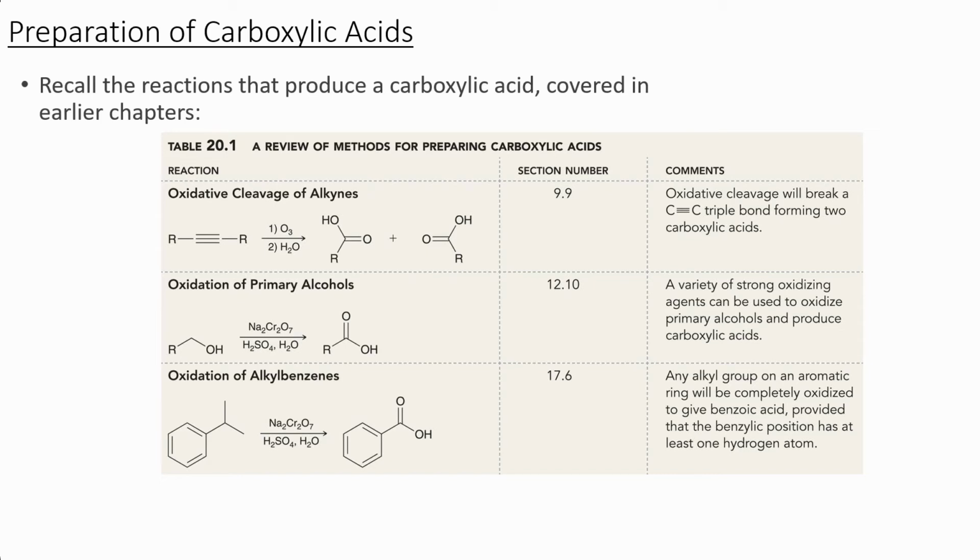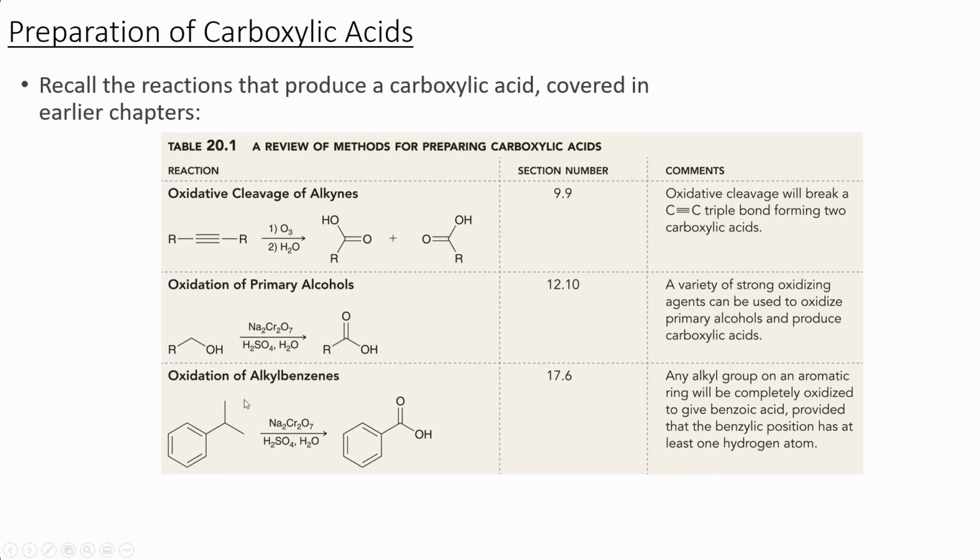Next, we're going to look at some reactions. These reactions are methods to prepare carboxylic acids, and these first are all a review. So from chapter 9, we can do oxidative cleavage of an alkyne, cleave this triple bond to form 3 carbon-oxygen bonds on each side of the triple bond, and the oxidative cleavage will yield us 2 molecules of carboxylic acid. If we take a primary alcohol and use a strong oxidizing reagent, we can oxidize from the alcohol all the way up to the carboxylic acid.